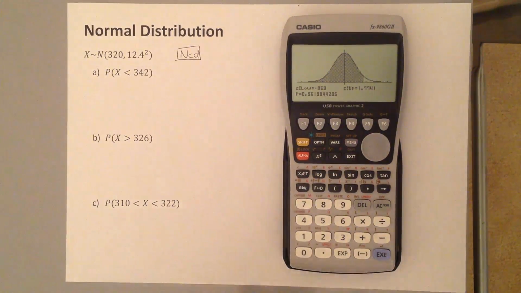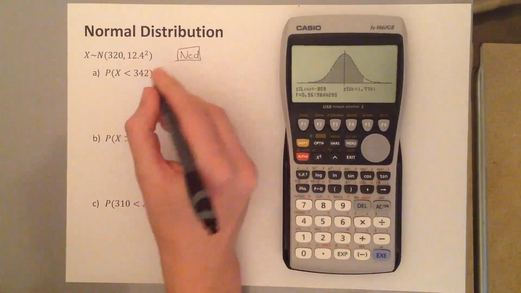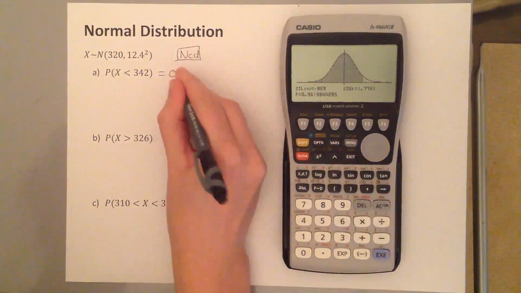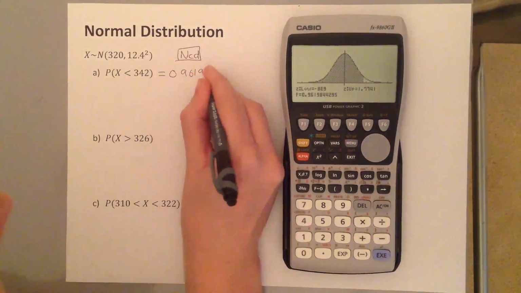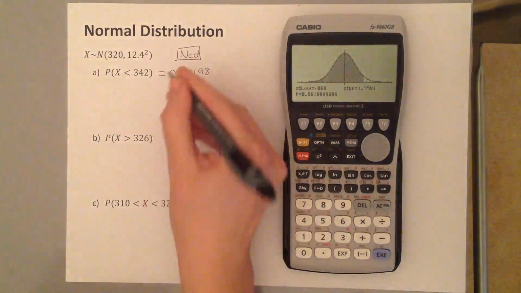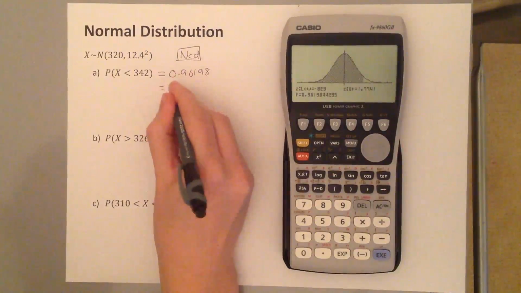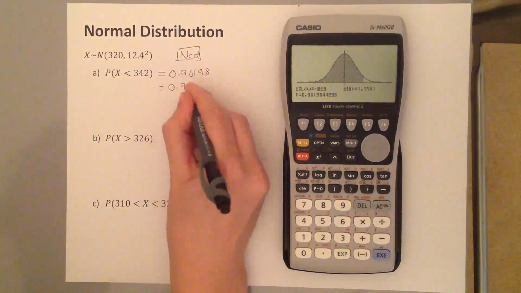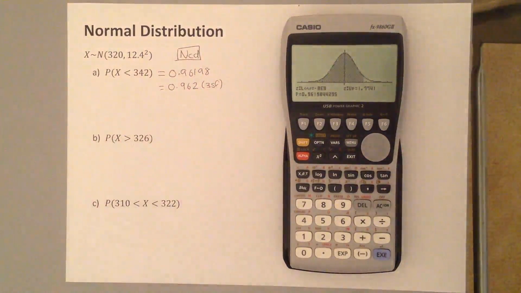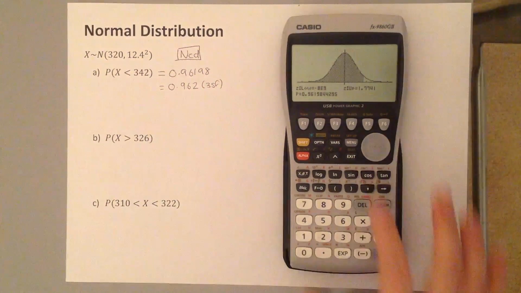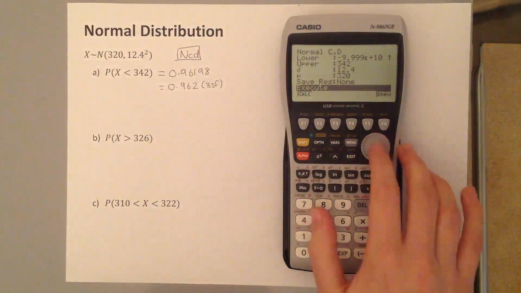So the probability that we require then is this at the bottom, so it's 0.96198. Always make sure it's at least 3 significant figures, so if I round that I've got 0.962. Now if I want to go back and do another probability now, I can just press exit and it will take me back to the original screen.